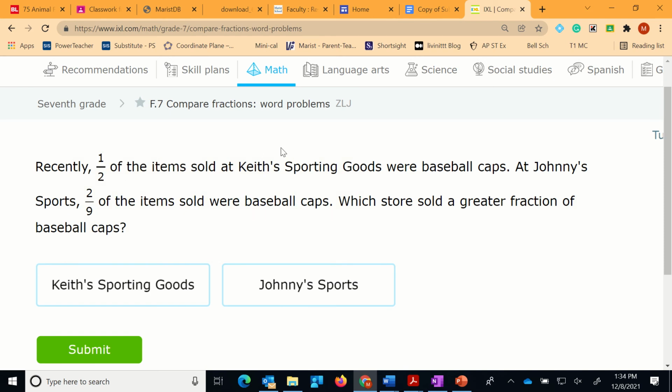Recently, half of the items sold at Key Sporting Goods were baseball caps. At Johnny Sports, 2/9 of the items sold were baseball caps. Which store sold a greater fraction of baseball caps?